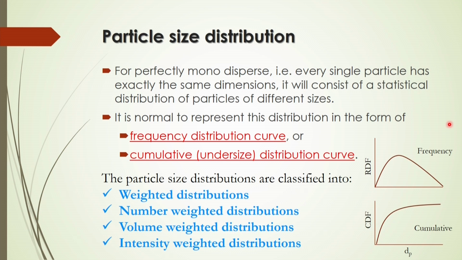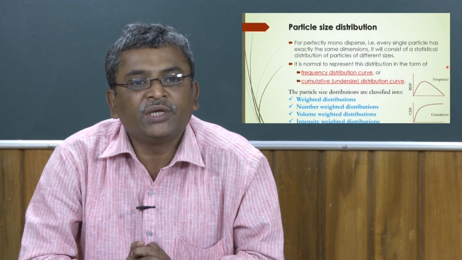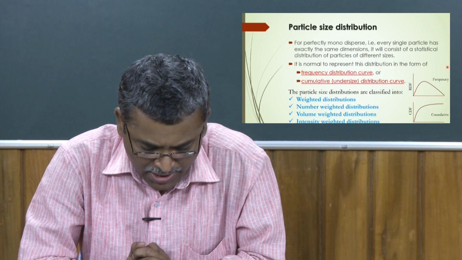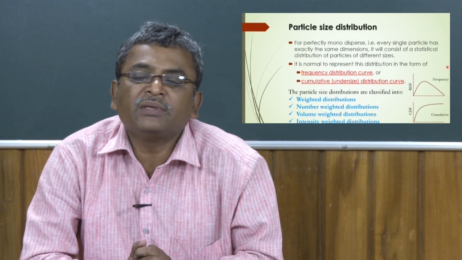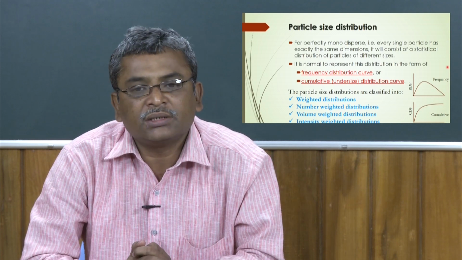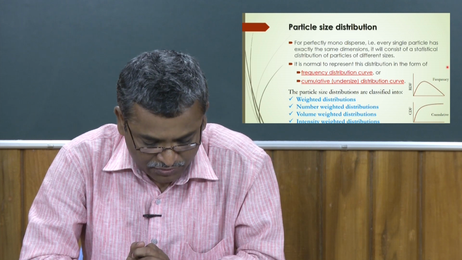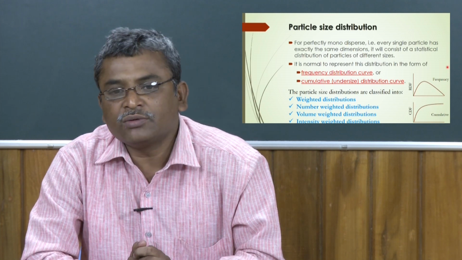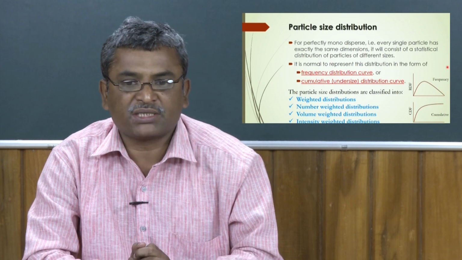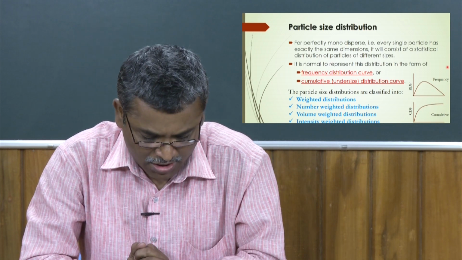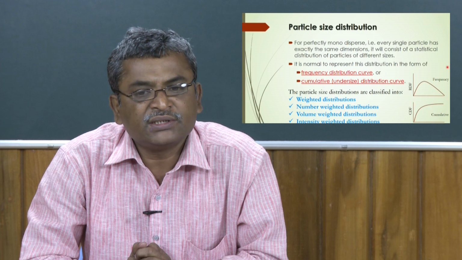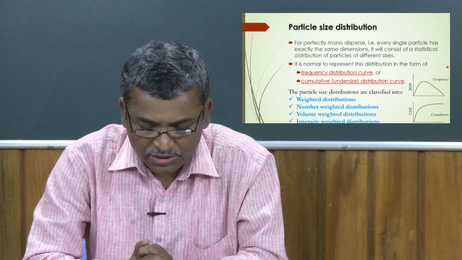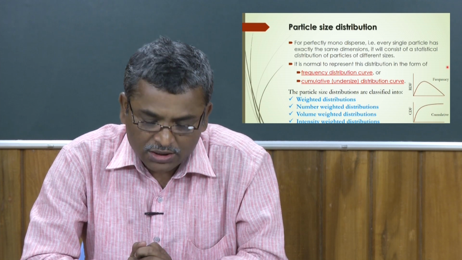Volume weighted distribution is also important. The volume of a particular size of particles is given as a percentage. Number weighted distribution gives the number of particles in a particular class. And weight distribution gives the mass percentage of the solid particles in a sample, represented by a distribution. So, this is very important.